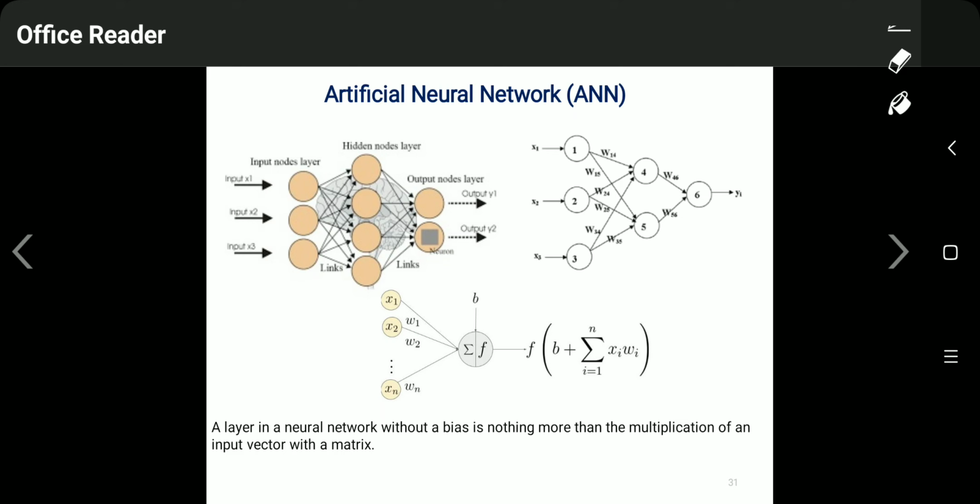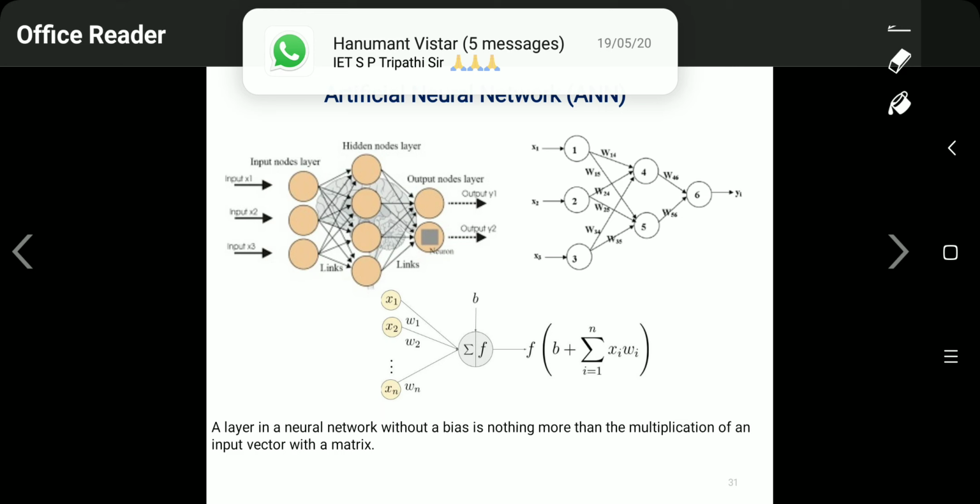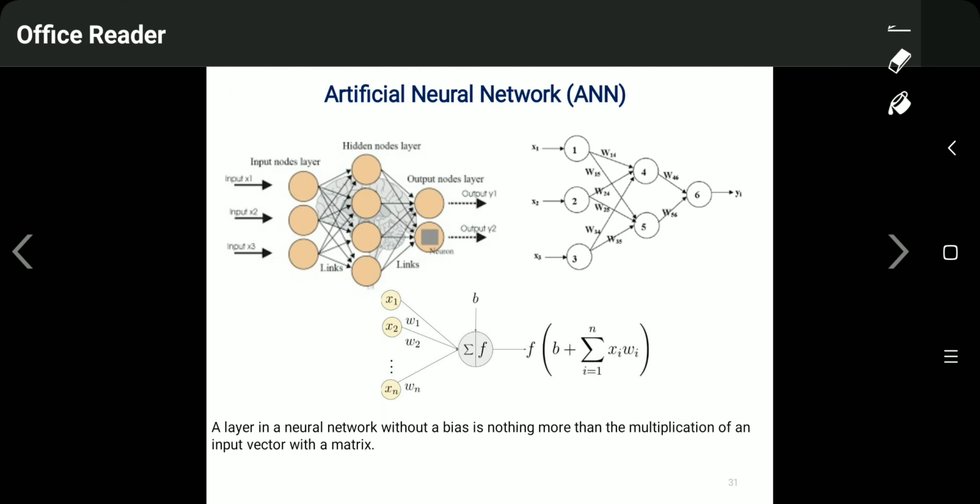Let's see how this artificial neural network works. If we talk about the simple neuron, look at the third diagram, the lowest level diagram. This is the diagram for a single neuron. A single neuron has two parts. The first part is summation, and the second part is the activation function. What does the summation do? The inputs are multiplied by the corresponding weights. See in the second diagram, the edges which connect the input neurons with the hidden layer neurons.